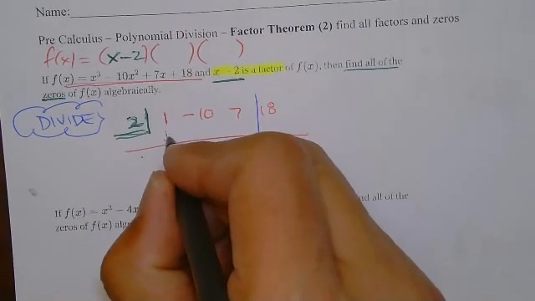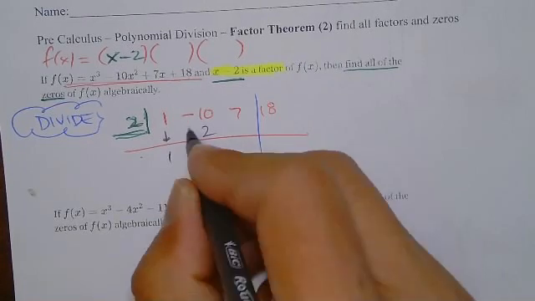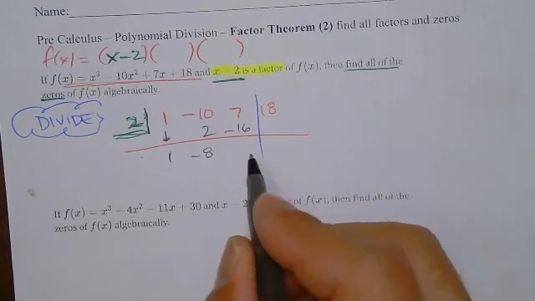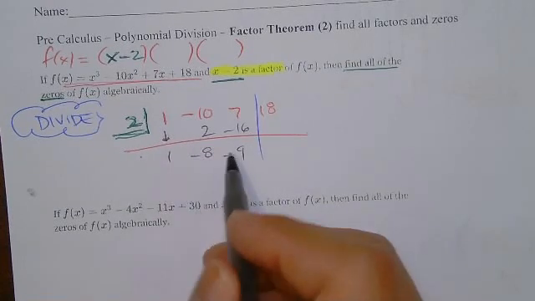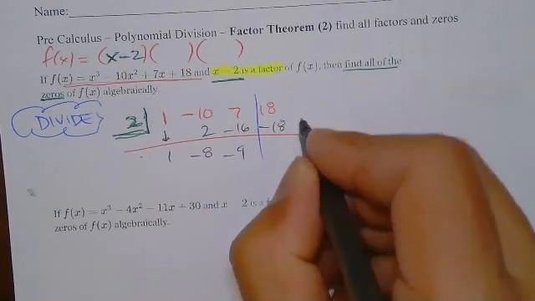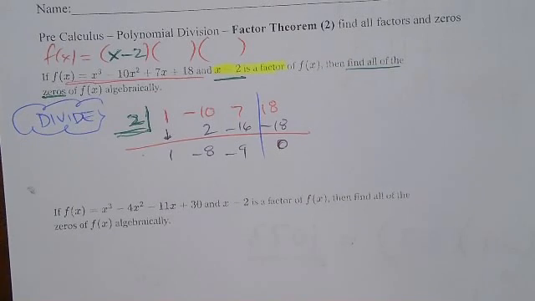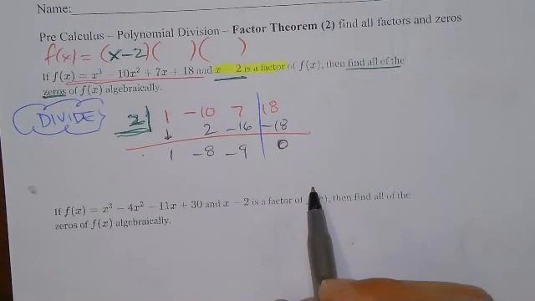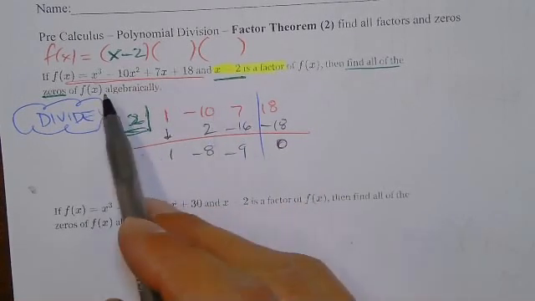Okay. So that's going to be, drop this, that's a 1, that's 2, that's negative 8, that's negative 16, that's negative 9? Oh, of course it is negative 9. And then negative 18 and 0. Yes, I did it right. I better get remainder 0, right? Because it's a factor. Does that make sense? We've been doing this.